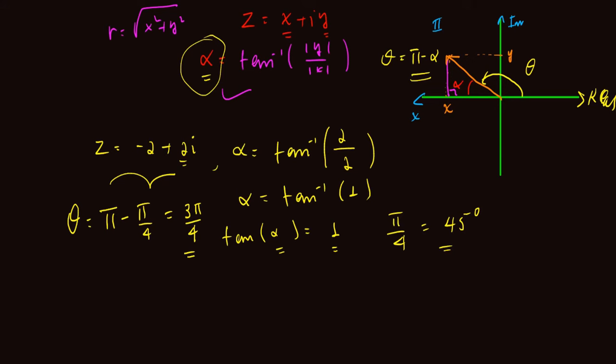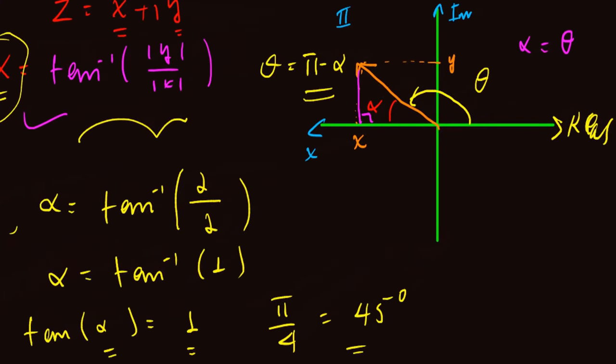So the first step is to find this number. The second step is to identify the quadrant. Third step: if it is in the first quadrant, then alpha and theta are equal. If it is in the second quadrant, theta is equal to pi minus alpha. If it is in the third quadrant, theta is equal to the negative of pi minus alpha, the negative of the bracket pi minus alpha.